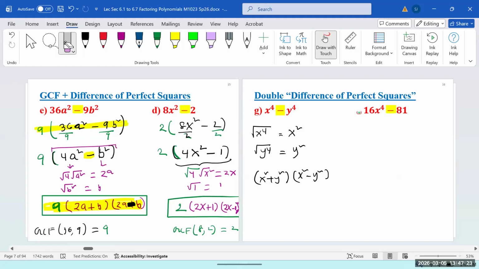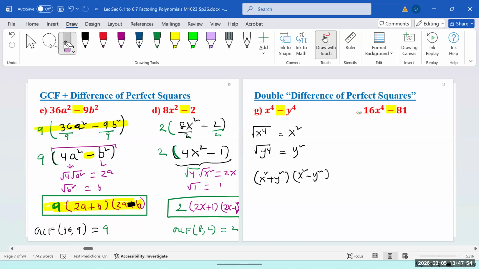Difference of perfect squares. Now here is the deal. We have perfect squares, x squared and y squared. Both of them are perfect. But what sign do we have in the middle? Sum. So this is a sum of perfect squares. Do you have any rule for a sum of perfect squares? Did I ever tell you this is the rule for a sum of perfect squares? A sum doesn't have any rule.